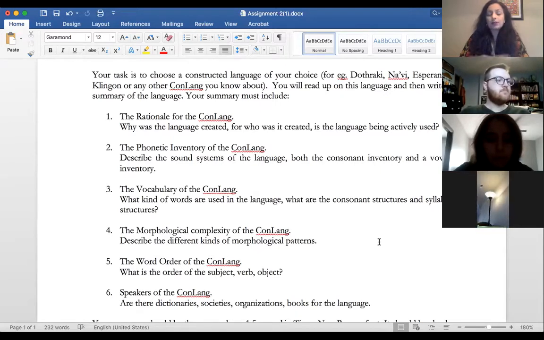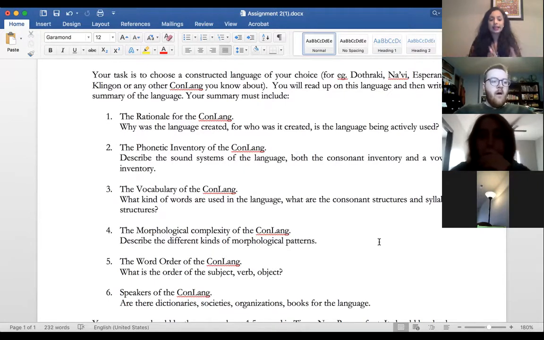If you're looking at Esperanto, for example, the phonetic inventory of the constructed language. So again, just copy paste a phonetic inventory of the constructed language. You don't need to create it. It already exists. All you need to do is to cite where you got that information from, right? So if you took it from Wikipedia, tell me that this is from Wikipedia, or if it is from a book, tell me what book that is from.